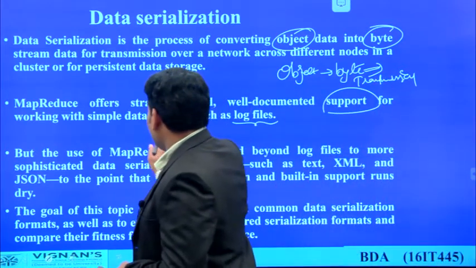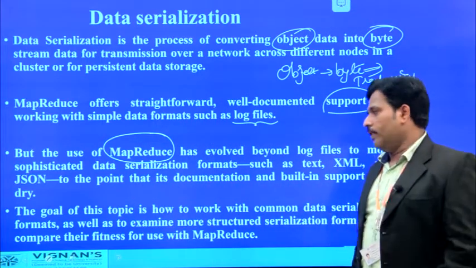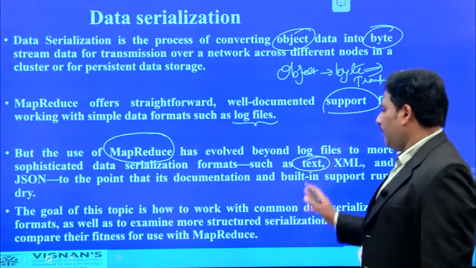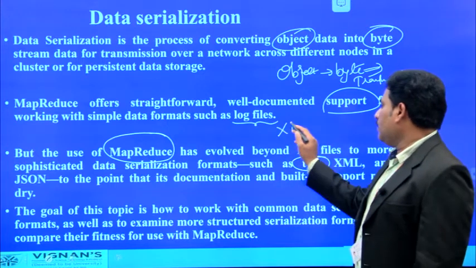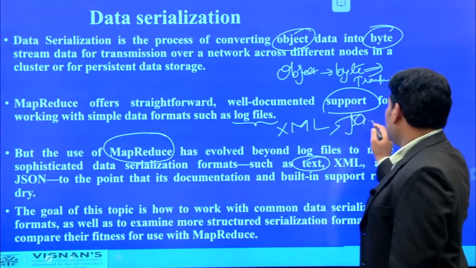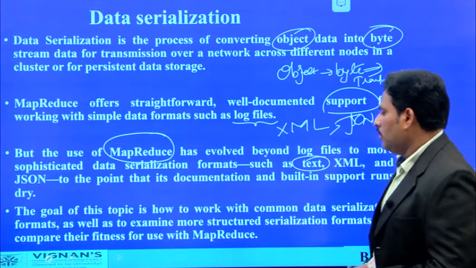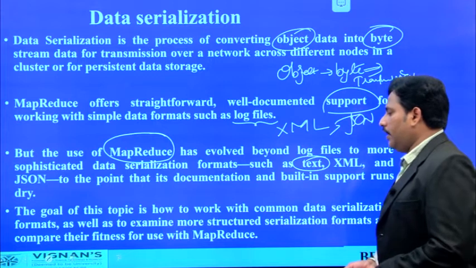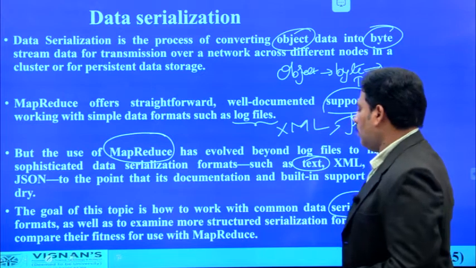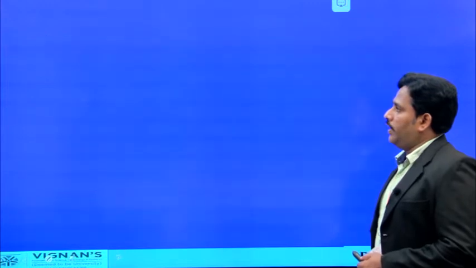But what are the formats available to convert object data into byte stream data? The commonly used ones are that we can store data in the form of textual information, or in a markup language format, or we can go for a JSON format in order to transfer the data over the network using transmission modes. The objective of serialization is to transfer the data in a structured format over the network. So this is about data serialization.